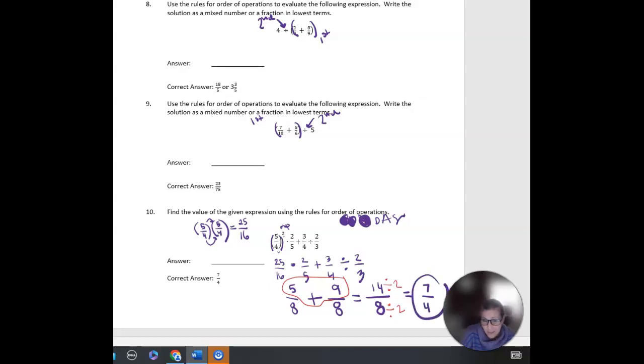It did not give you the option of a mixed number here, but if it did, it would be 1 3/4. So that's how you do the order of operations. And honestly, the order of operations holds true whether you're doing decimals, fractions, integers, positive numbers, negative numbers, any type of real number the PEMDAS model applies to.